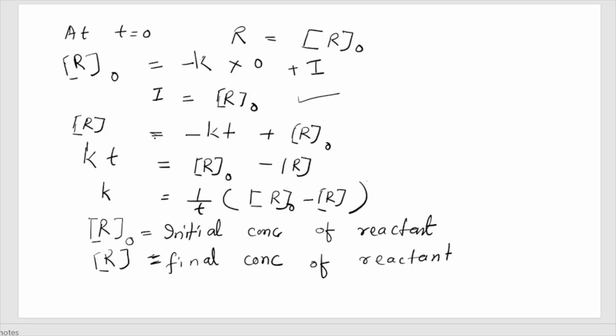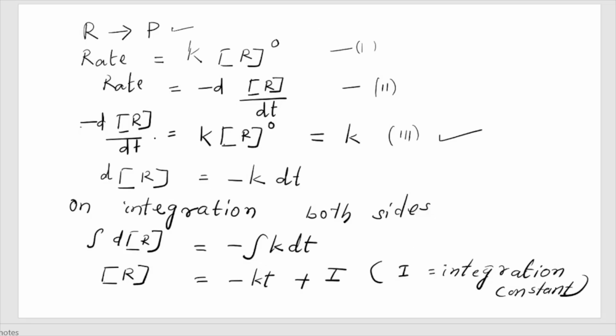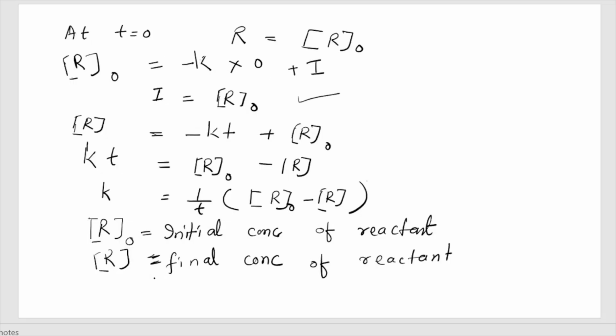So put this value in the main equation. What is the number of the equation? This one, [R] equal to kt plus I. The I value you know, and this value. So you check here, after putting the value, [R] equal to kt, [R]0. [R] means the molar concentration of R. [R]0 means the molar concentration at time equal to 0. So you put the value, then kt equals [R]0, that is the initial concentration, minus [R] at the time t.